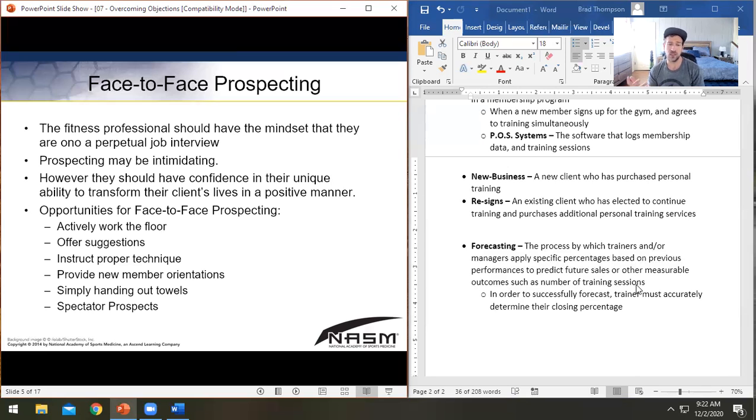So opportunities for prospecting: you've got actively working the floor, offering instruction or suggestions to people if they ask for it. Remember, you're not going to go up to someone and say, can I show you the right way to do that? Don't say stuff like that. But instructing proper technique is helpful if they ask for it. Then there are new member orientations. Obviously, your fitness assessments are by far the number one best tool you've got in your tool belt.